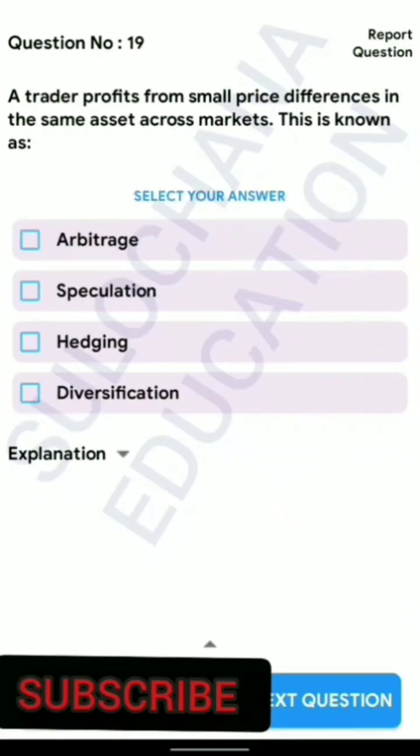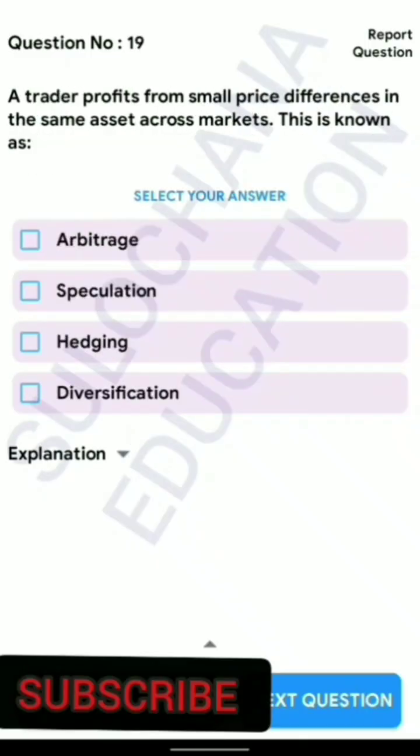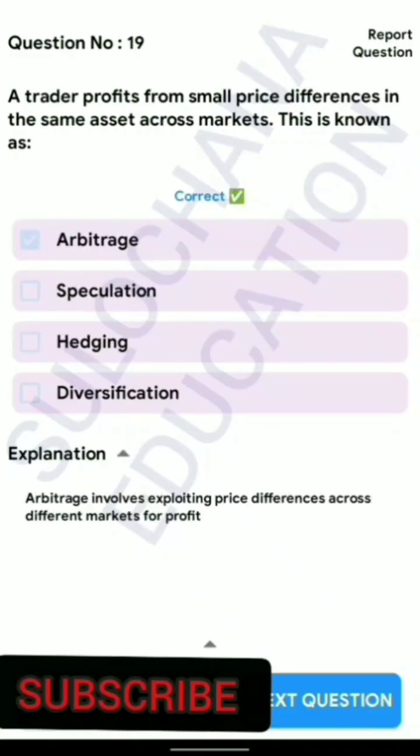A trader profits from small price differences in the same asset across markets. This is known as, options are A, arbitrage, B, speculation, C, hedging, D, diversification. And correct answer is option A, arbitrage.